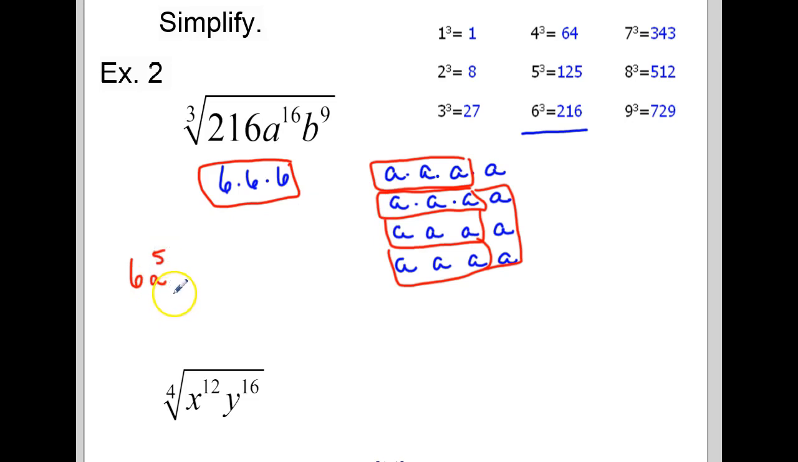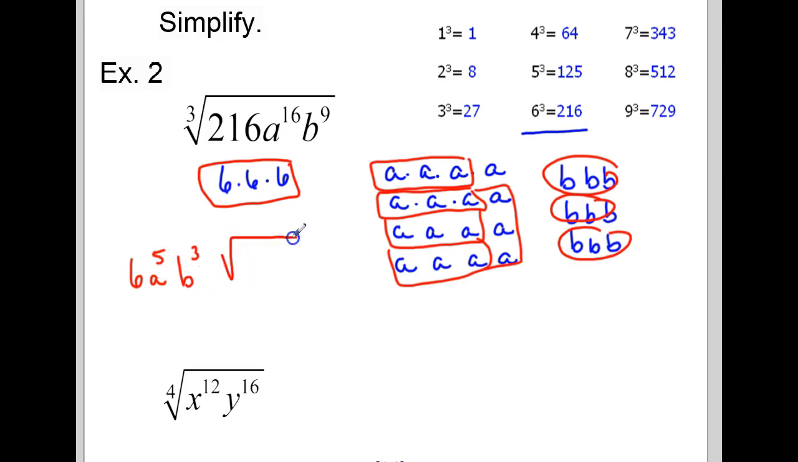And maybe we could do a shortcut with the B to the 9th. BBB, BBB, BBB, 1, 2, 3. So I can take out a B cubed. All right, what's left underneath my radical? Just this A. All right, and when you write your answer, I want you to be careful that you know this 3 right here is really the index on the square root.